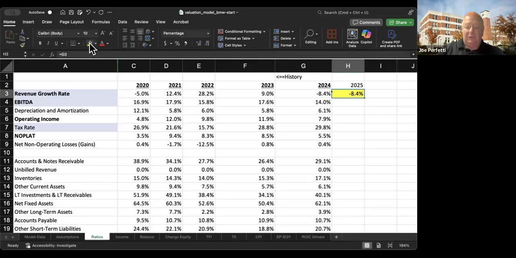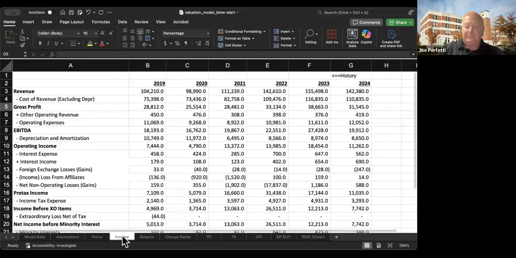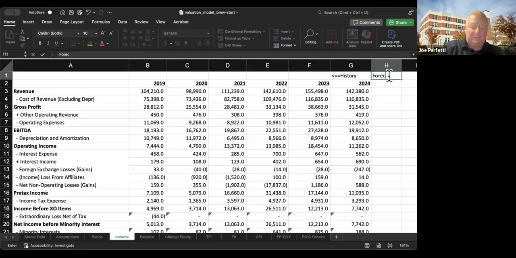Now, to show you how this is going to work, I'm going to go to the income statements tab. On the income statement, starting in cell H1, I'm going to identify this as a forecast, because I have a lot of data on this page. I want to know what's real and what's forecast going forward. So everything from H on is a forecast. The first forecast year in H2 equals previous year plus 1. So G2 plus 1 is 2025.